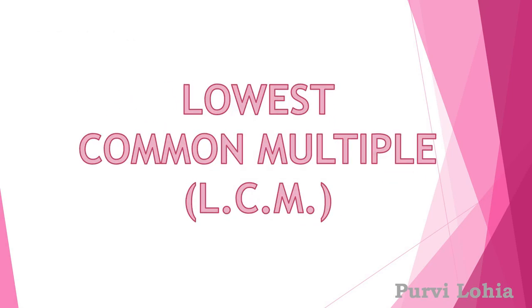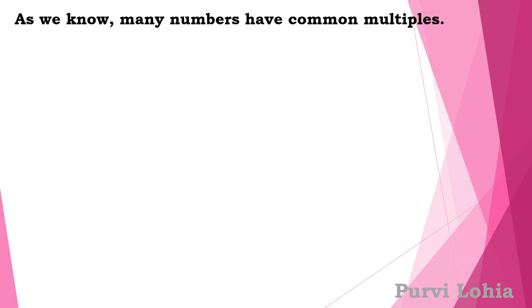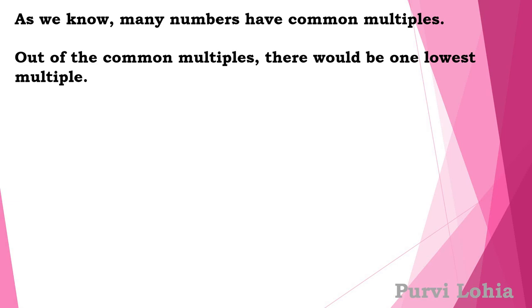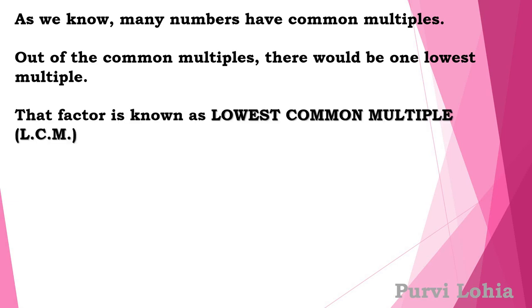Now we'll learn lowest common multiple. As we know, many numbers have common multiples. We have seen many examples of multiples, like in the last two videos I have been explaining to you, and we have also found common multiples of many numbers, right? So out of the common multiples, there would be one lowest multiple. That multiple is known as lowest common multiple.